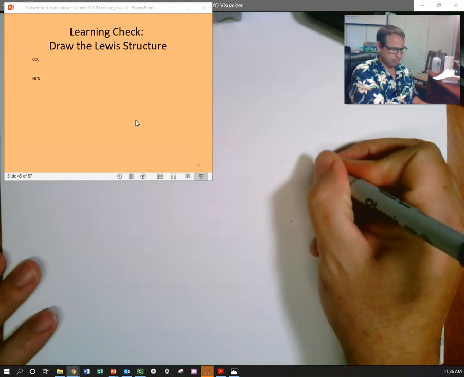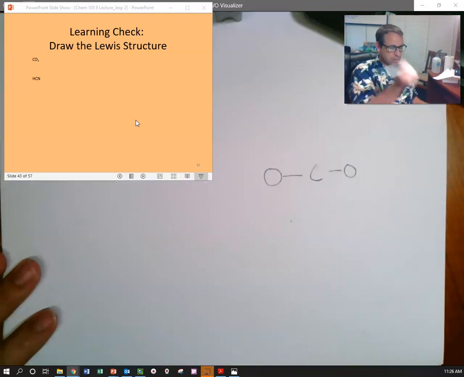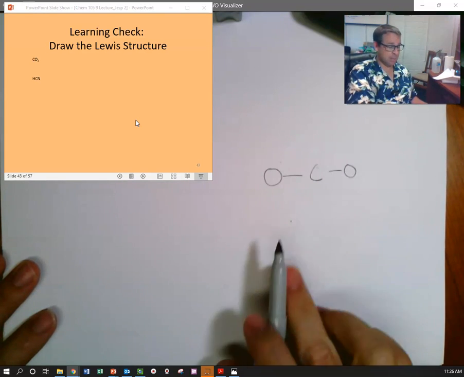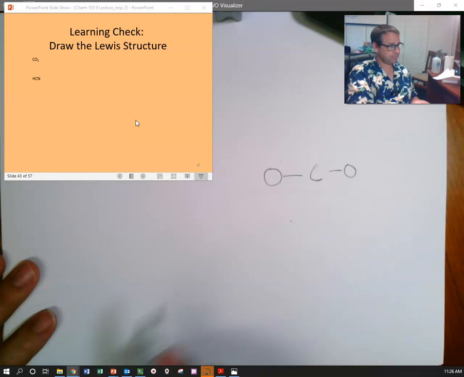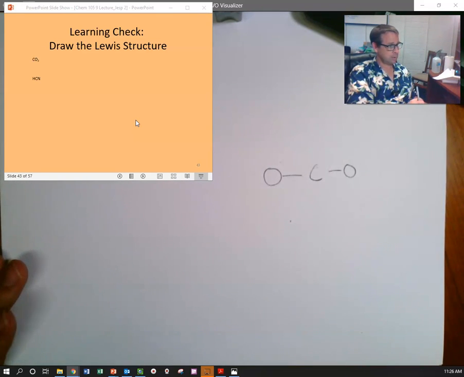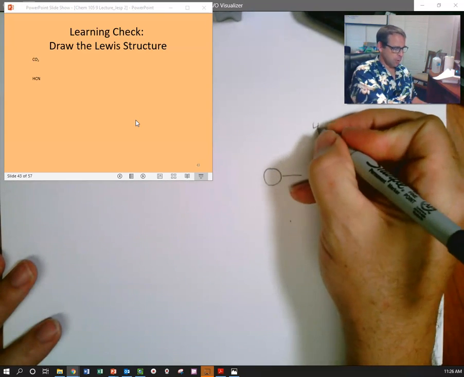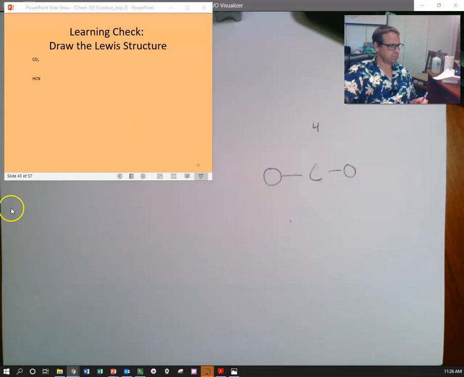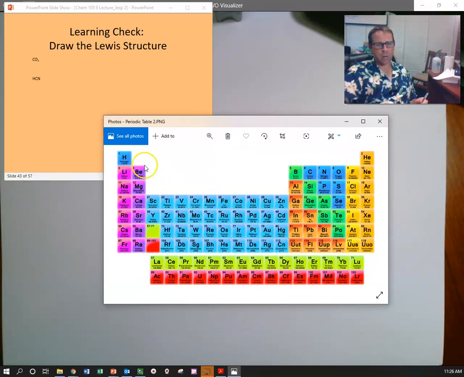Central atom, carbon. Draw my oxygens. Count up my electrons. Let's see, Ephraim, can you count up the electrons? How many electrons are brought to this party here? 4. Carbon brought 4. Very good. So the oxygens, how many did each of them bring, Ephraim?